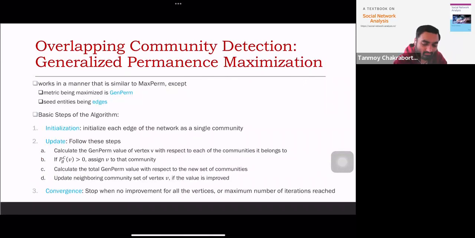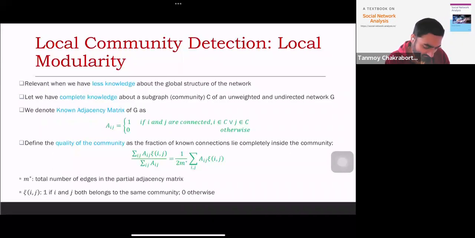In a similar way, the max perm algorithm that I mentioned earlier, we basically repeat the same thing again, but here, when we check, you remember there was one step where we look at whether a particular vertex belongs to this community or this community or this community, we take the max, and so on and so forth. So instead of taking the max, you can take a threshold, and you can say that I will assign that vertex to those communities where the permanence value is greater than a certain threshold. So you can adjust your algorithm accordingly so that a vertex can now belong to multiple communities. Okay, so now this is simple, right?